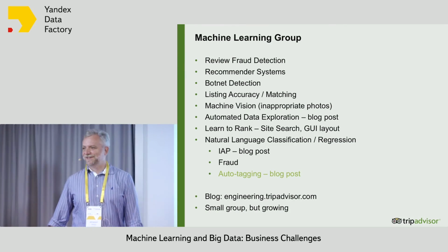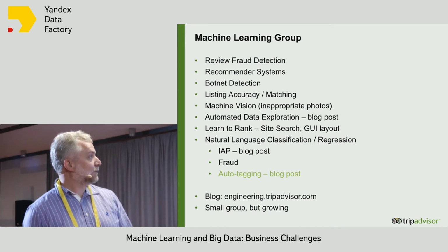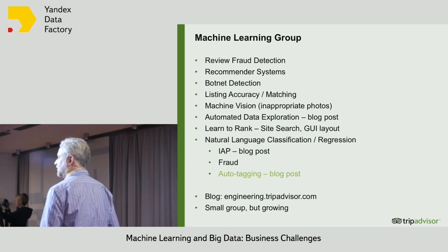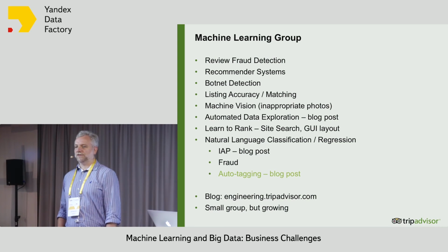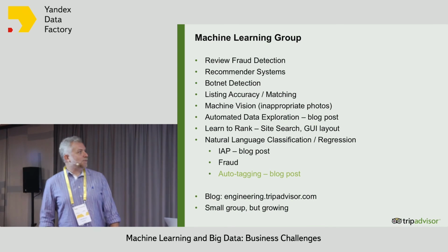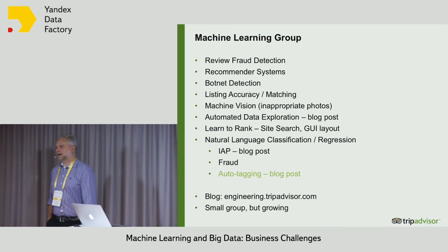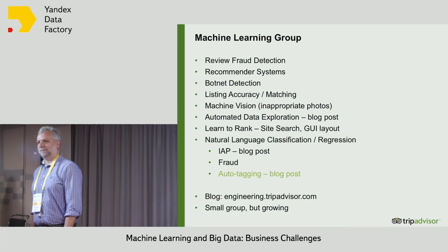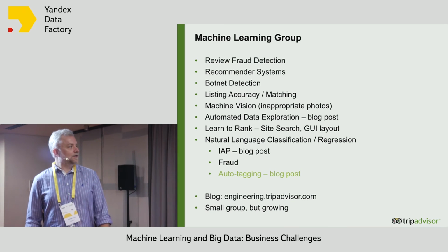Review fraud detection, probably the most interesting thing that I can't talk about. Recommender systems, so we do personalization work. If you look on the site, you'll see a just for you sort order on the hotel listings page, and we use users' review history to try to infer interesting hotels. Botnet detection, this is detection of mechanical traffic coming in on thousands of IP addresses, possibly for nefarious purposes, possibly just getting in the way of our statistics collection.